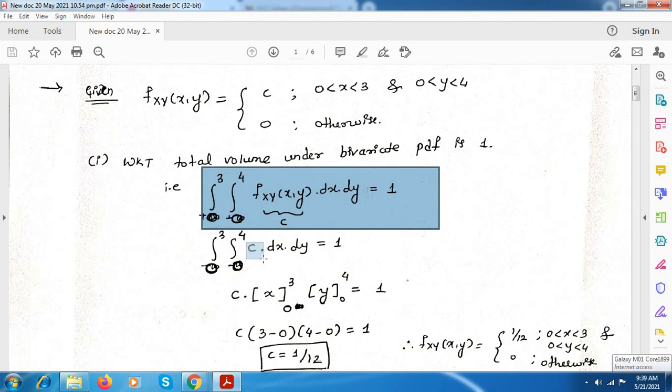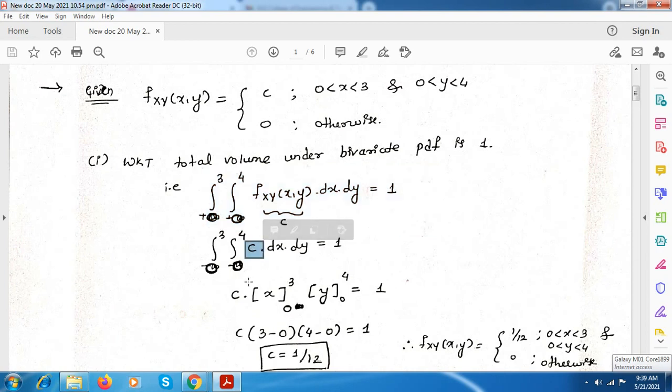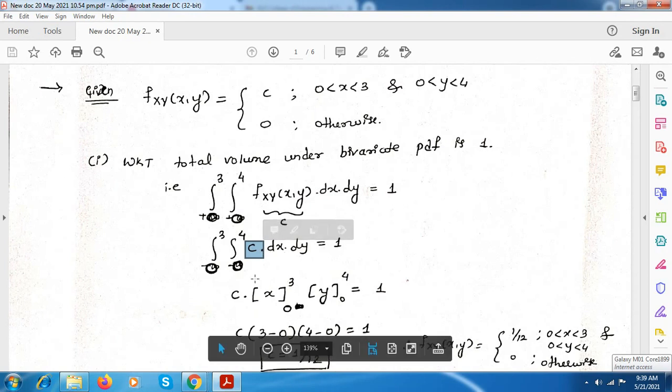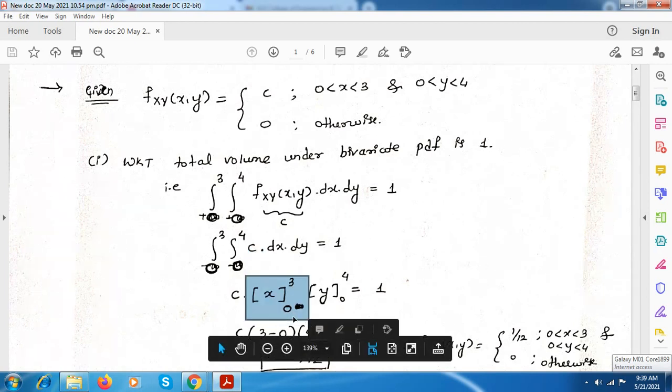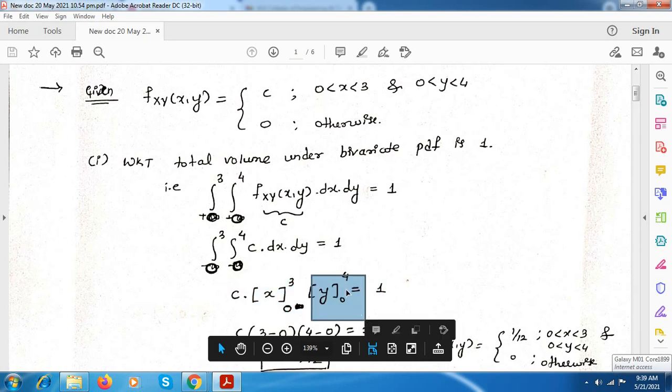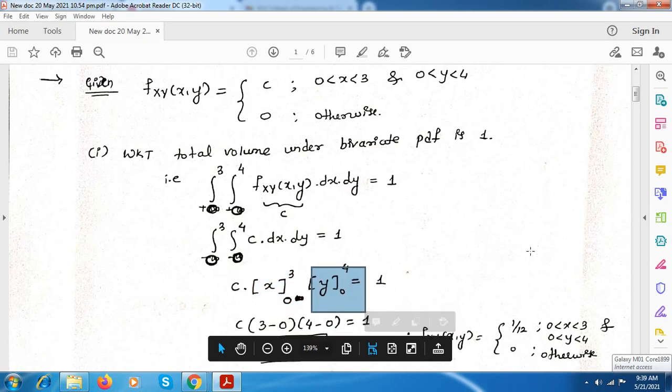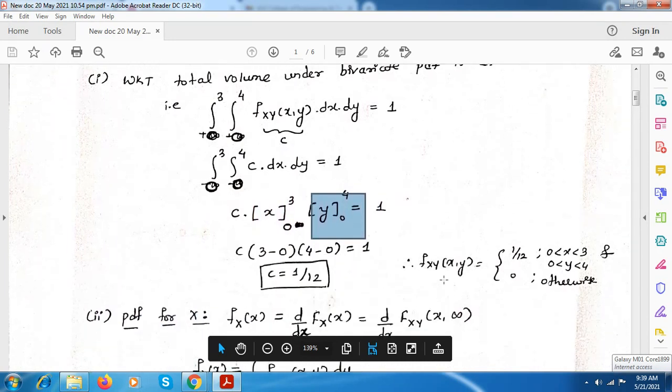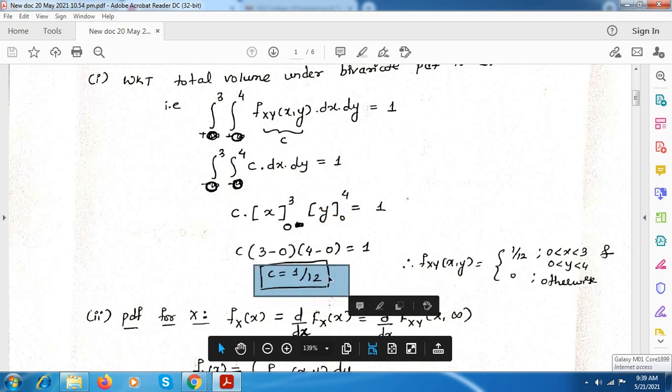So here this c you have to substitute and then integrate with respect to dx and dy. If you integrate this with respect to dx, you get x, where the range is from 0 to 3, upper limit and lower limit, and here it is 4 and 0. So if you just substitute the upper and lower limits, you get 12c equal to 1, so the c value is 1 by 12.